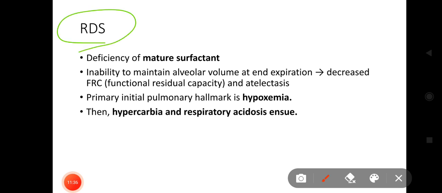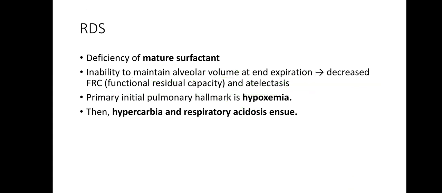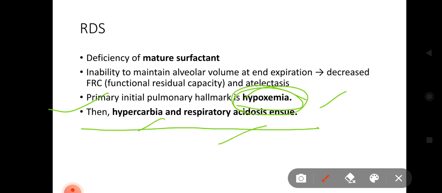Now coming to RDS, it is respiratory distress syndrome. It occurs due to deficiency of mature surfactant, with inability to maintain alveolar volume at the end of expiration. MCQ point can be there. So decreased FRC, that is functional residual capacity, and atelectasis can be seen. The primary initial pulmonary hallmark is hypoxemia. Options can be there: hypoxemia, hypercapnia. So hypoxemia is the primary initial pulmonary hallmark. Then hypercarbia and respiratory acidosis are seen. So this MCQ can be asked: the primary initial pulmonary hallmark in RDS is hypoxemia, hypercarbia, or respiratory acidosis. So go with hypoxemia.